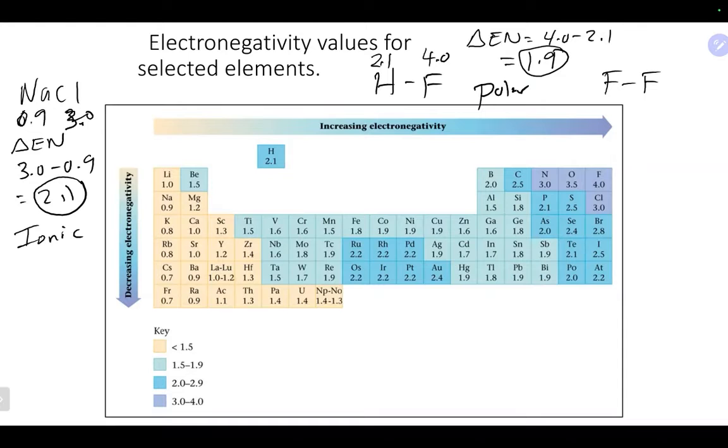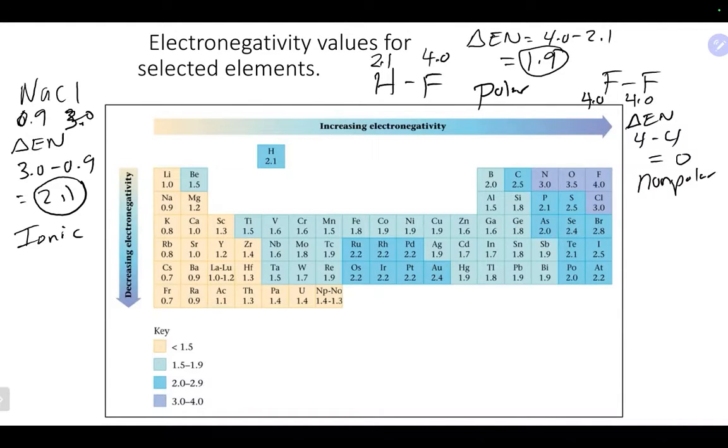If we did fluorine and fluorine, that would be 4 and 4, which means our difference in electronegativity, 4 minus 4, is 0. A difference in electronegativity of 0 is a non-polar bond, equal sharing of electrons. So we could use electronegativity values to help us decide how the electrons will be shared. They'll be shared equally or unequally.